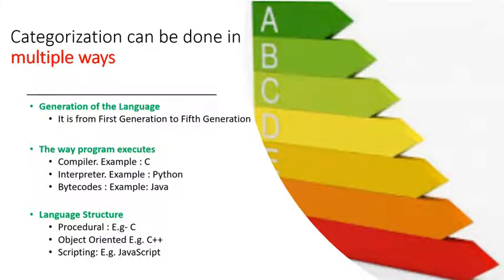And the third category is how a program is written. It can be written as a procedural language, object-oriented language, or scripting. Now, what is a procedural language? It is a single step-by-step way of giving instructions, like take this number, take another number, add. It's a sort of procedural language.